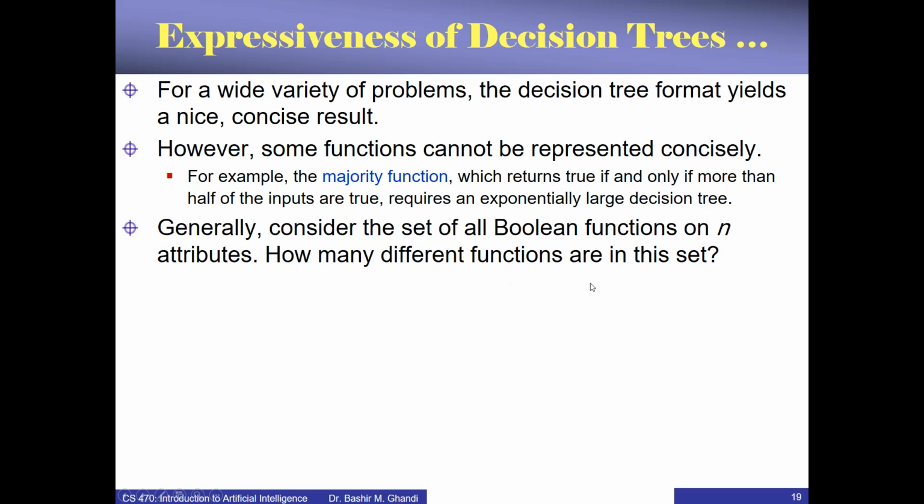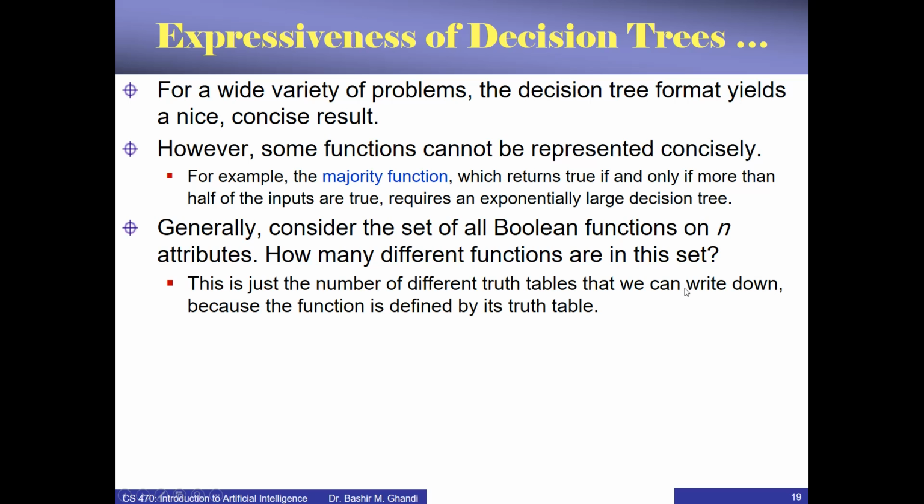So generally, if we consider the set of Boolean functions of n attributes, how many different functions do you think there are in this set? This will help us to see how feasible it is to represent problems involving n attributes using the decision tree. How many different functions are there in this set? This is actually just the number of different truth tables that can be written down, because the function is basically defined by its truth table.